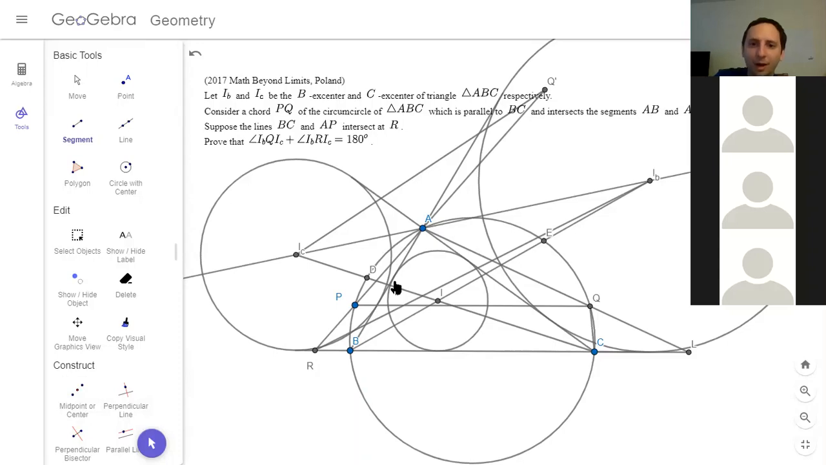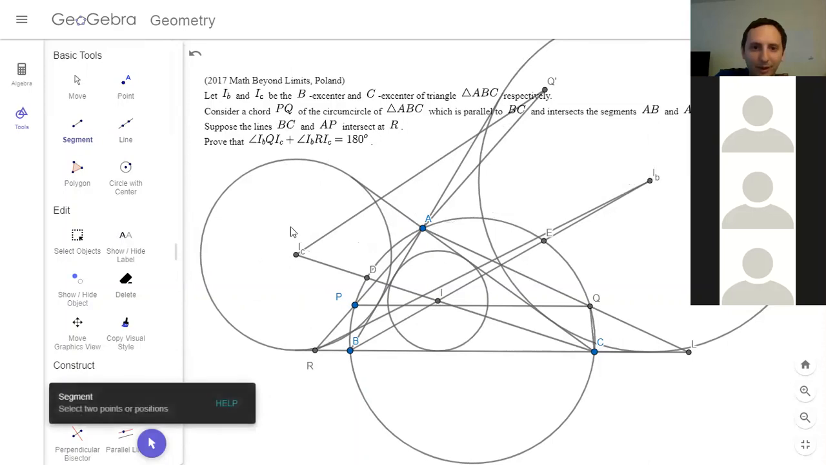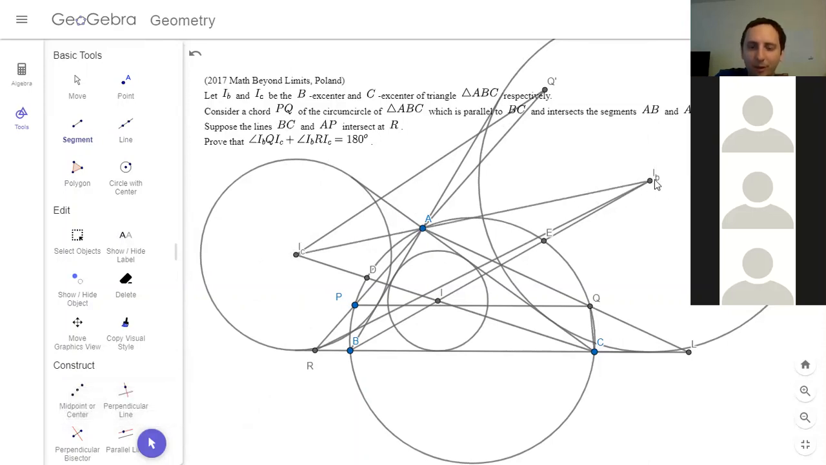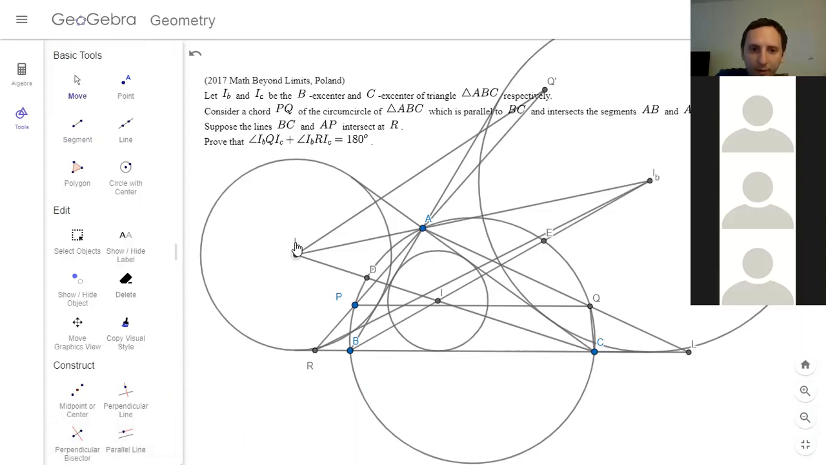I'm sorry. It's all good. But I like it. That's a really nice idea. So I'm gonna do it the power of the point way, just because I feel like that might be a little easier than using the angles. So hold on just a sec.